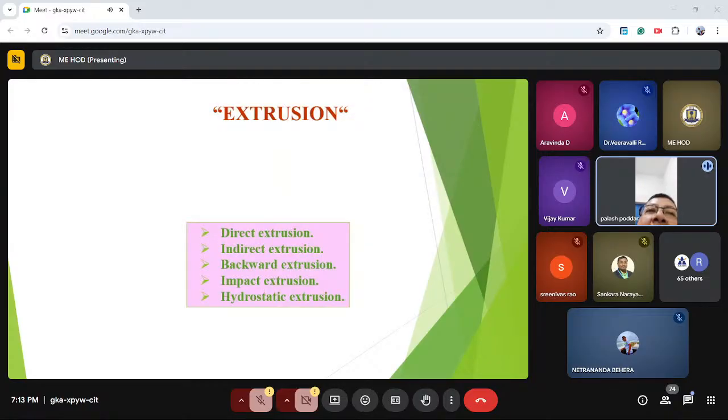Now I will come to broad categories of extrusion processes. Extrusion processes are direct extrusion, indirect extrusion, backward extrusion, impact extrusion, hydrostatic extrusion. These are all categorized like this.